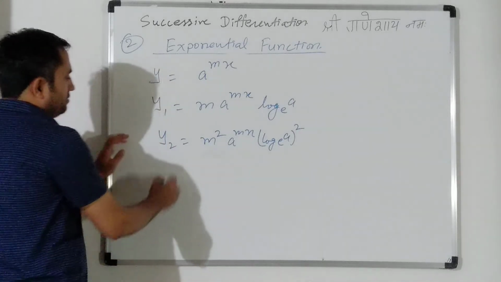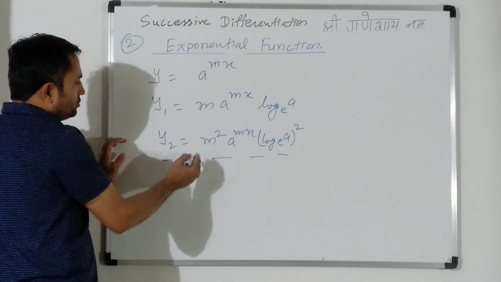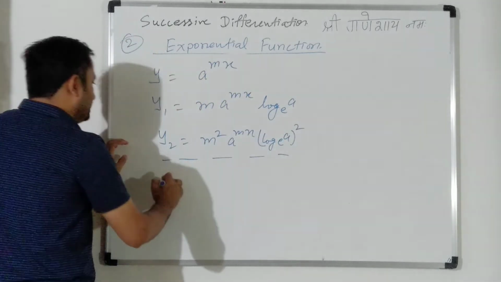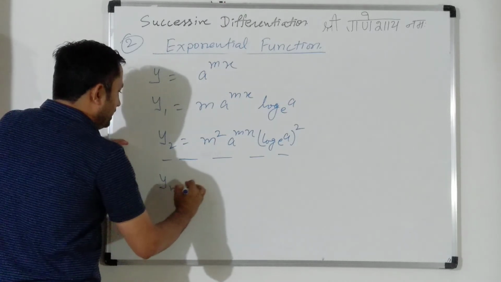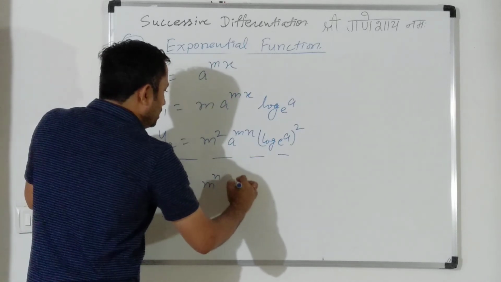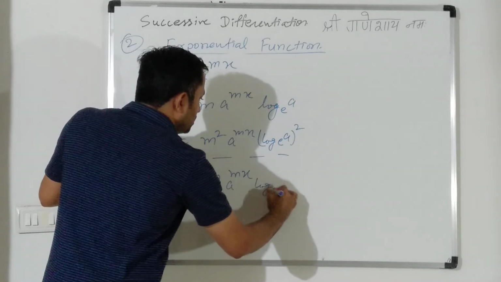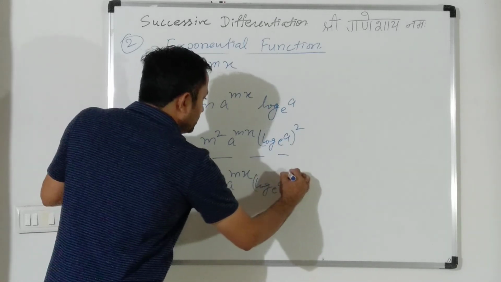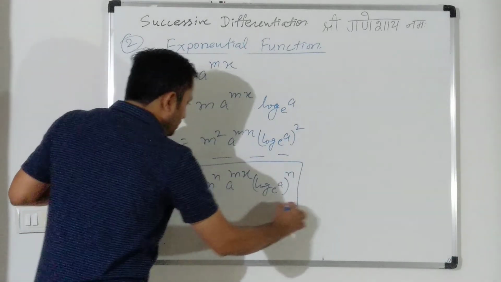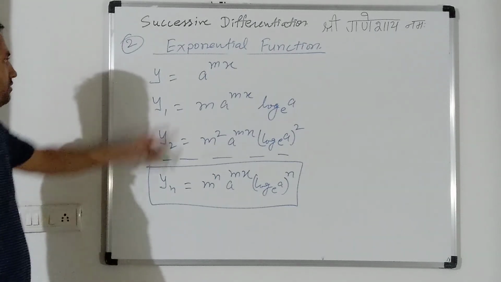In this successive manner, we have the successive differentiation procedure. So if you put 2 here, you will get 2 here. So directly I write here the nth order derivative y to the power n. It is m to the power n a to the power mx, log a base e to the power n. This we get as the nth order derivative of this given function.